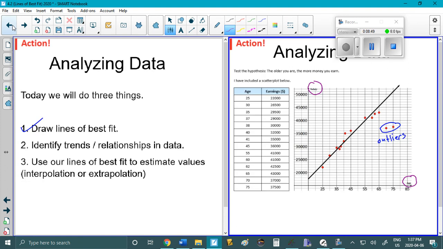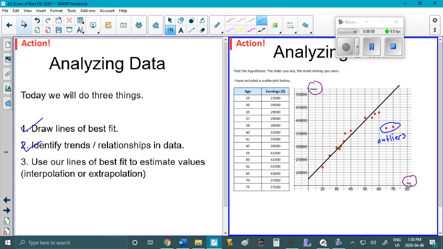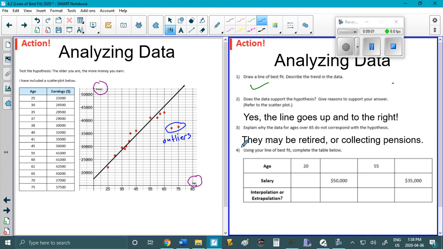So, in terms of what we're supposed to do today, we have drawn a line of best fit. We identified trends. As age goes up, income goes up. That's a trend. That's a relationship. Again, it's not hard stuff today. And the last part is this extrapolation, interpolation thing. So, we're going to fill in this table, and we're going to go one column at a time. So first we will do this column here.